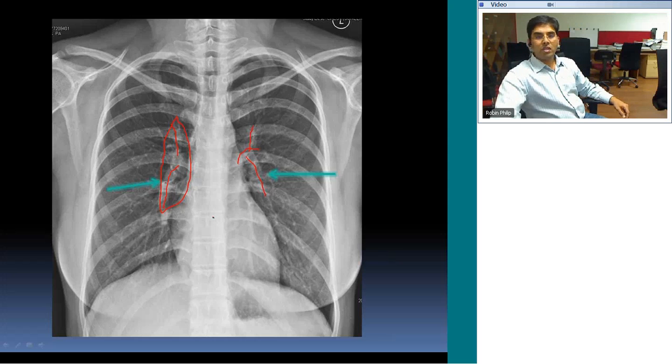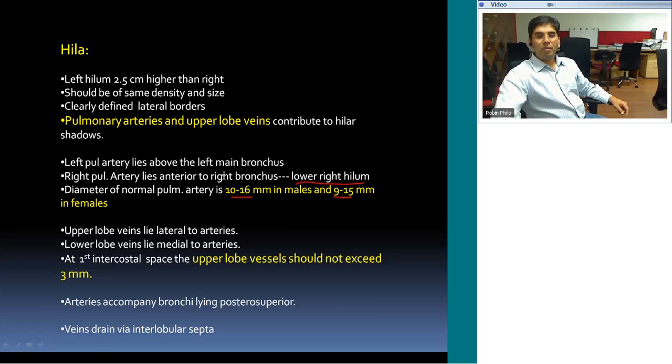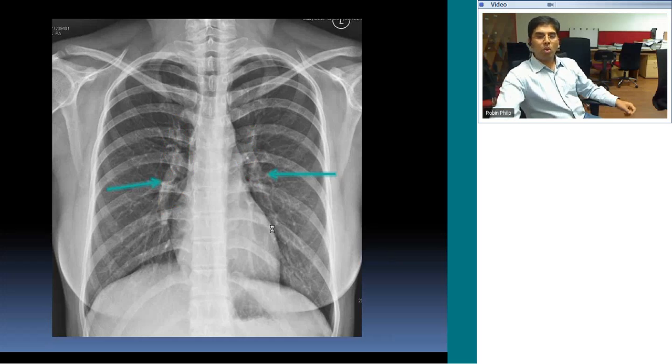It has to be measured at the mid pulmonary artery level. It should not exceed those diameters. Those are useful for determining pulmonary arterial hypertension. And then the arrangement of the veins and arteries: in the upper lobes, the veins lie lateral to the arteries, whereas in the lower lobes they lie medial to the arteries.